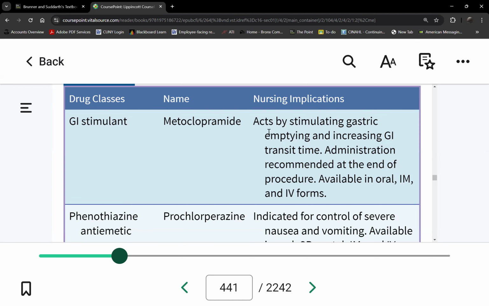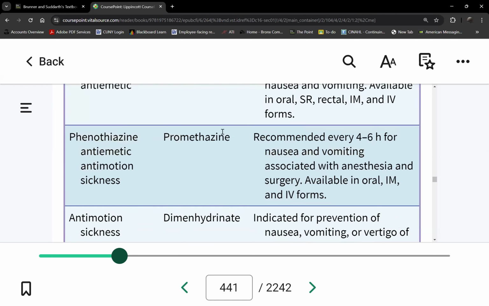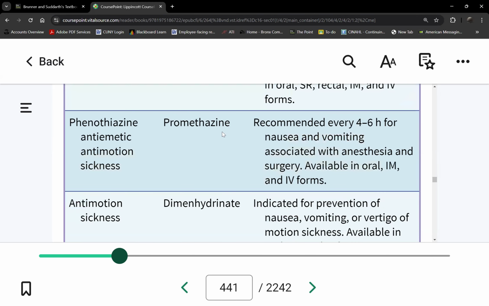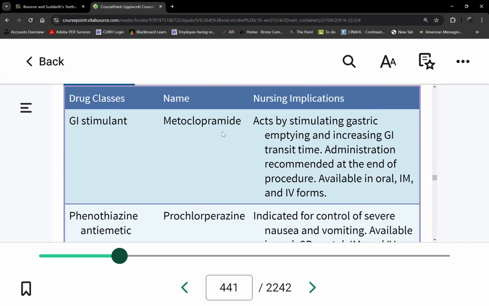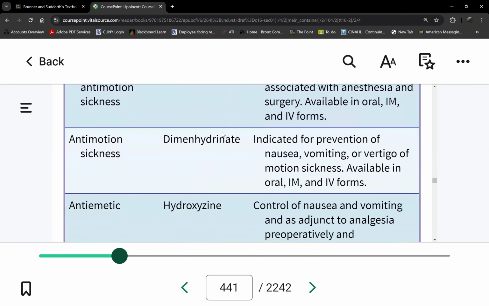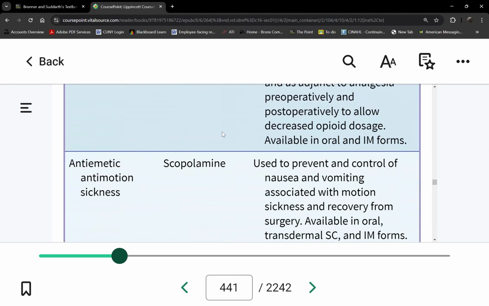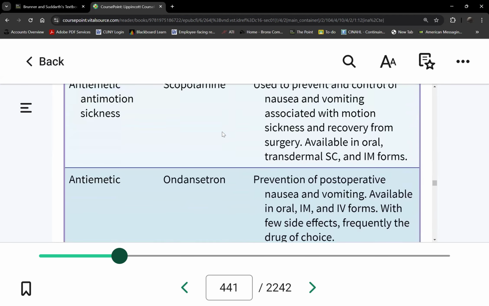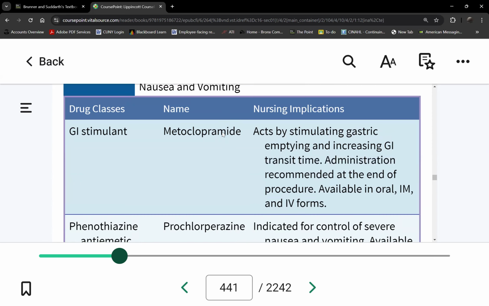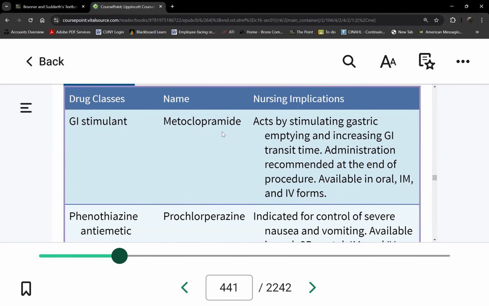Okay, so the drug you choose, because let's say all of these medications are given: metoclopramide, prochlorperazine, promethazine, dimenhydrinate, hydroxyzine, scopolamine, ondansetron. Look at the action of each drug so that you know which one to use. Is the patient having acute nausea, or are you trying to prevent nausea? So that you can choose which drug you will be administering. So that you don't just go, oh, I've given this, I'll try this next time. No, use them wisely.